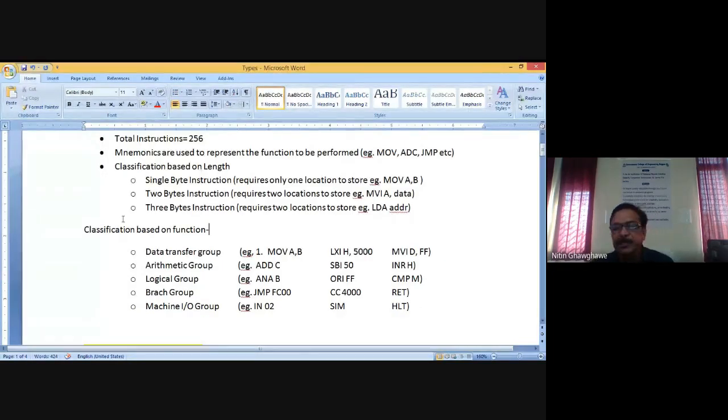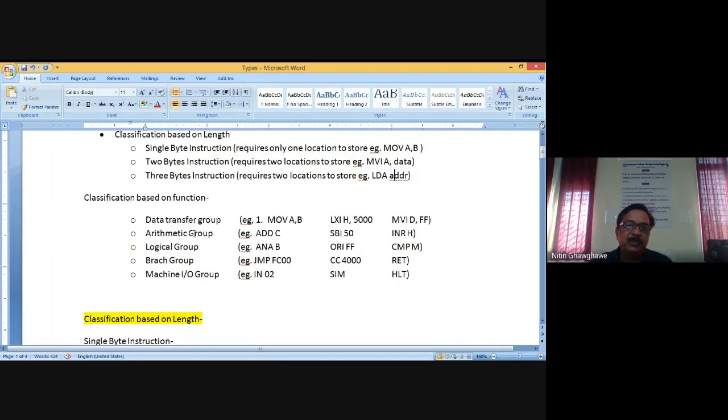Depending upon the size or length of an instruction, there will be three types of instructions: single byte, 2 bytes, and 3 bytes. The examples are given over here. Single byte instruction, for example, MOV A, B. 2 byte, MVI A, data. And 3 byte instruction is LDA address. This data or address can be anything. Data stands for 8 bits of data, and address stands for 16 bits.